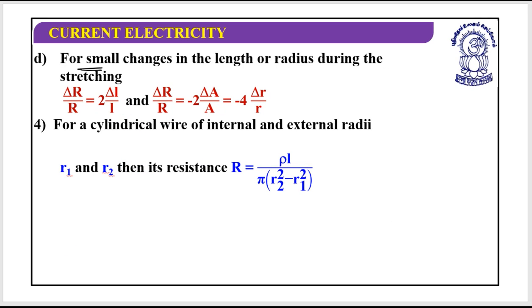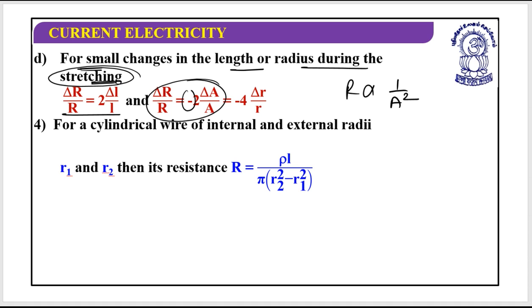For small changes in the length or radius during stretching, when we say during stretching, that means you must consider the volume as constant. Then you can write delta R by R is equal to 2 delta L by L. As R is inversely proportional to A square, that's why a minus is written: minus 4 delta r by r. Even if the diameter has been asked, it's minus 4 delta D by D.